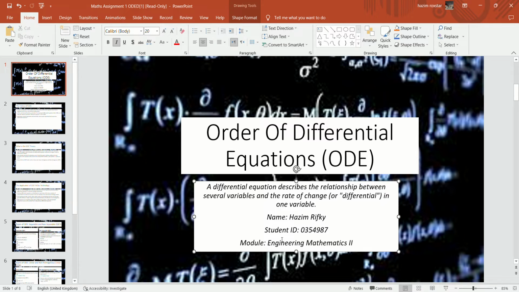So, what's an ODE? An ODE is a differential equation that describes the relationship between several variables and the rate of change or differential in one variable.